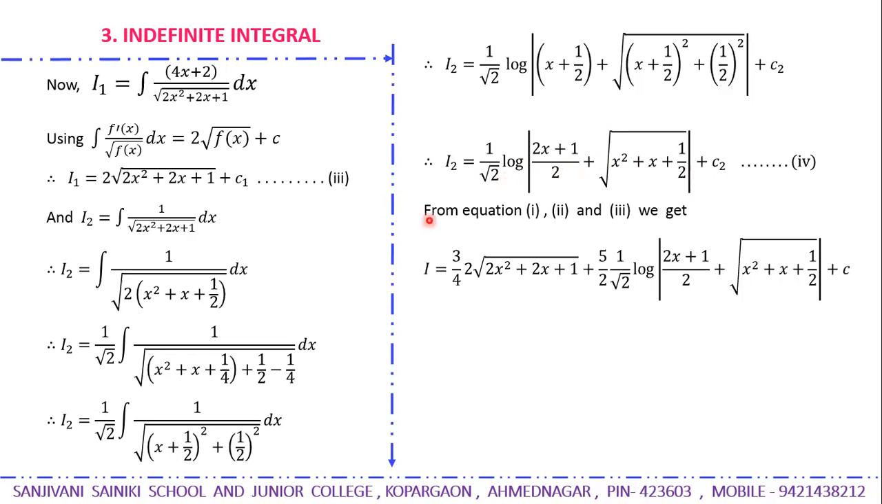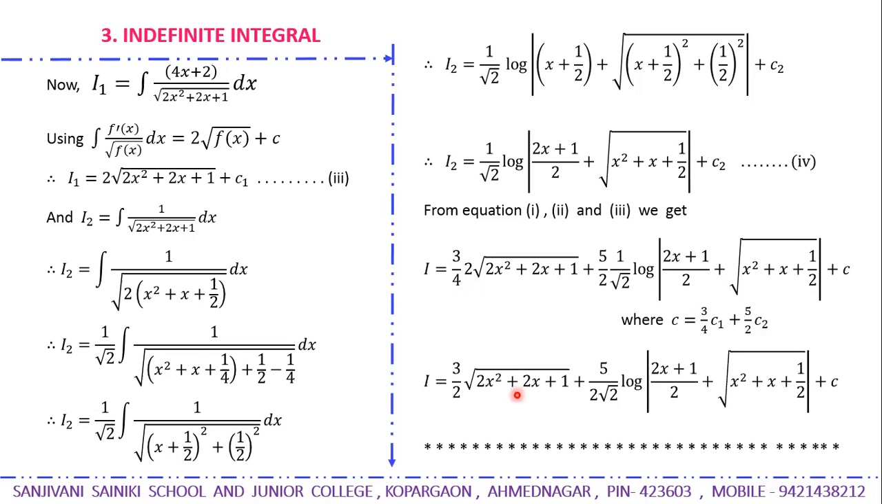So writing these terms together, 3 by 4 into 2 root, plus 5 by 2 into 1 by root 2 log of this term, where I am replacing this c by 3 by 4 c1 plus 5 by 2 c2. After simplifying here, we get 3 by 2 root 2x square plus 2x plus 1, plus 5 upon 2 root 2 log of modulus of (x plus 1 upon 2) plus root x square plus x plus 1 upon 2, plus c. Okay, so we will again meet on the same exercise in our next lecture. Today we will stop here.